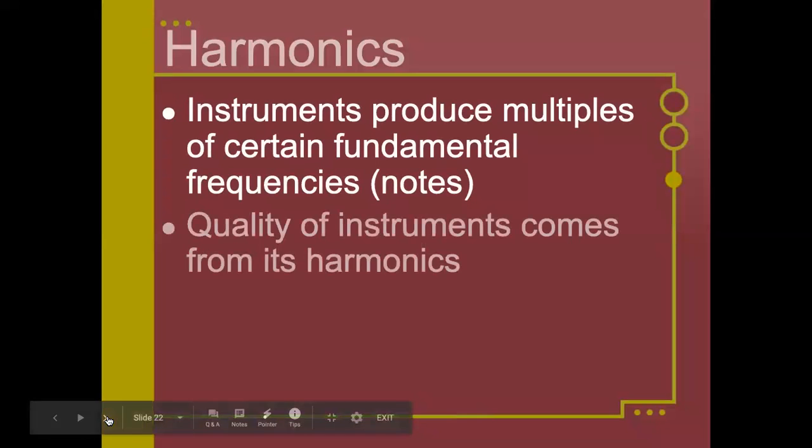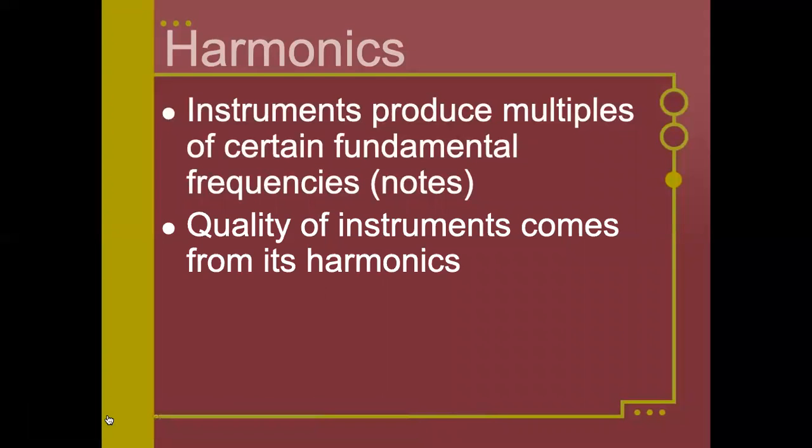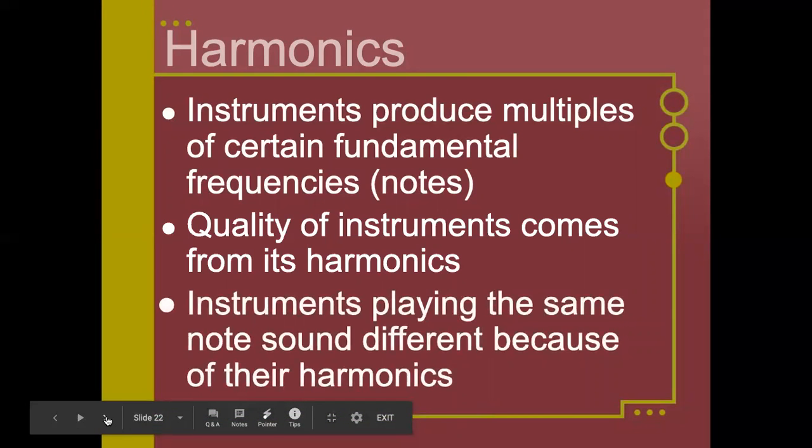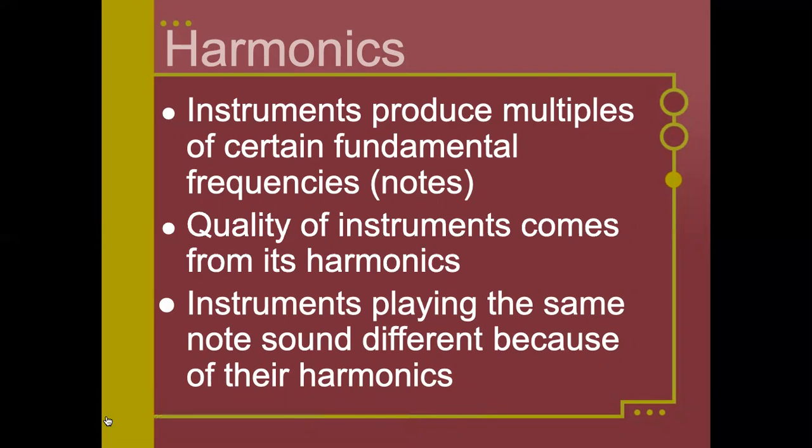Talking about harmonics, harmonics show us the quality of the instrument that we are playing. Harmonics produce multiples of the fundamental frequency. So if we are playing a note that is 200 hertz, and that is the fundamental frequency, the second harmonic would be twice that, the third harmonic would be 3 times that, and so on.